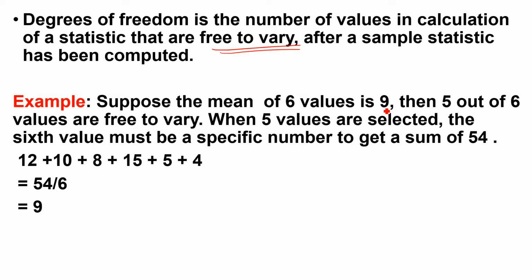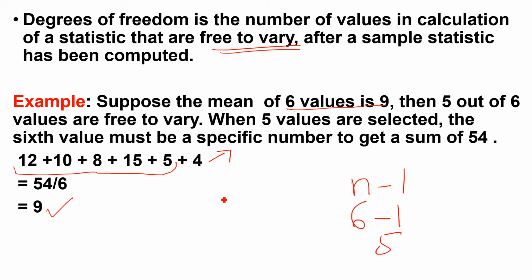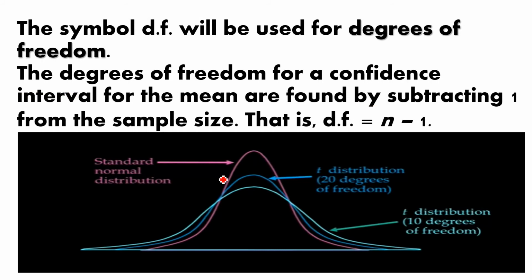Suppose the mean of 6 numbers is 9. We have 6 numbers and the mean is 9. Right? So degrees of freedom is n minus 1. We have 6 numbers, 6 minus 1, which is equal to 5. So 5 numbers are free to vary, whatever number they can have, but the sixth number should be a specific value to get the sum 54, then we can have 9 as the average. Right, so here I have made some examples and this is another graph. Same thing, this is the normal distribution, this is the t distribution when the degrees of freedom is 20. Here, this green line is degrees of freedom 10.